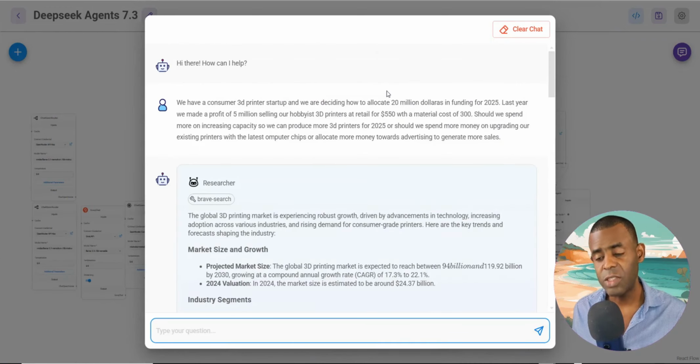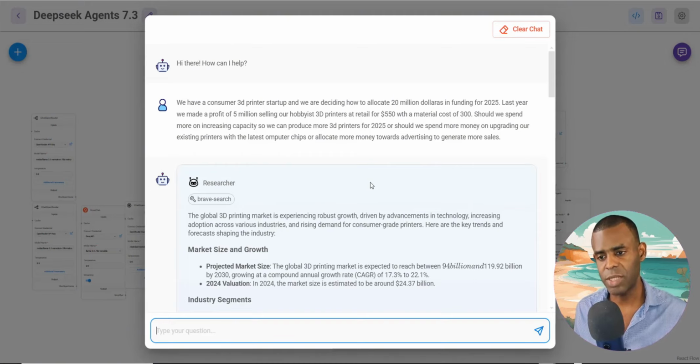So in this case, we had a consumer 3D printer startup, and we're deciding how to allocate $20 million in funding for 2025. All right. So last year, the company made a profit of $5 million, selling the hobbyist 3D printers at retail for $550. Material costs. Okay. So the question was, should we spend more on increasing capacity so we can produce more 3D printers for 2025? Or should we spend more money on upgrading our existing printers with the latest computer chips, or allocate more money towards advertising to generate more sales? All right.